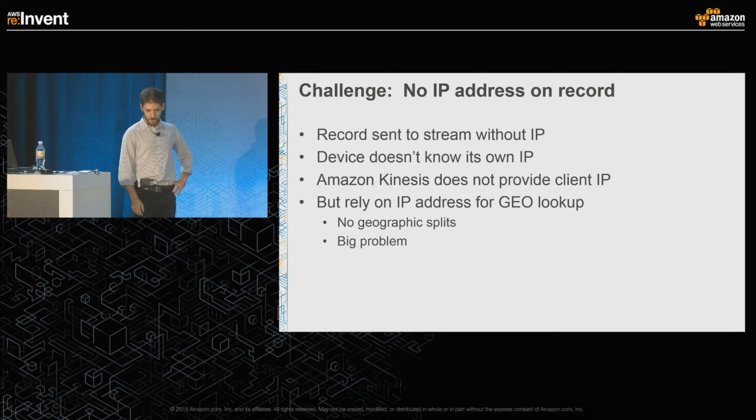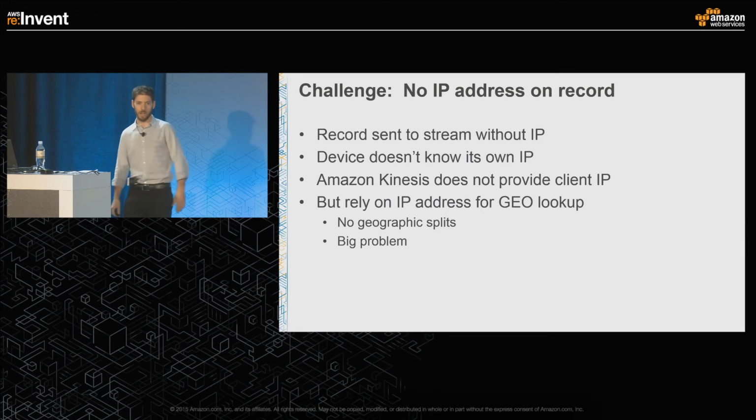All right, another challenge that we've run into. The Kinesis API doesn't let you get the gateway IP address. There's no get gateway IP address method that you can call from a Kinesis record. And devices don't know their own gateway IP address. The only way to do that is to receive a message from the device. And so this was a big problem for us.